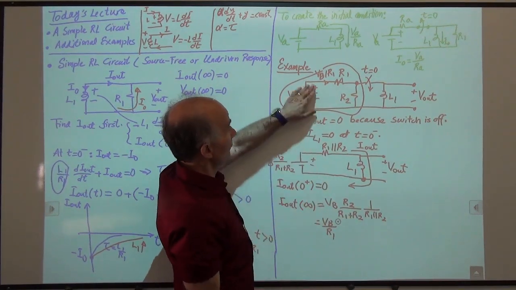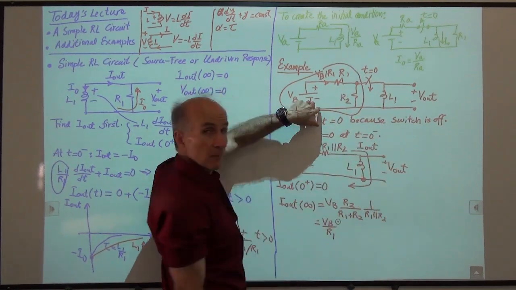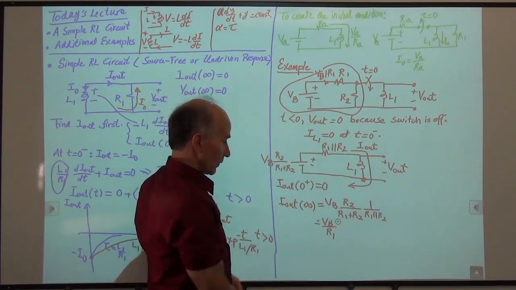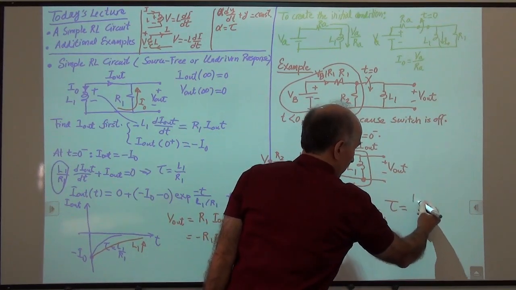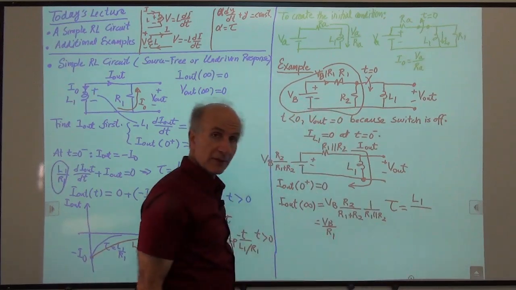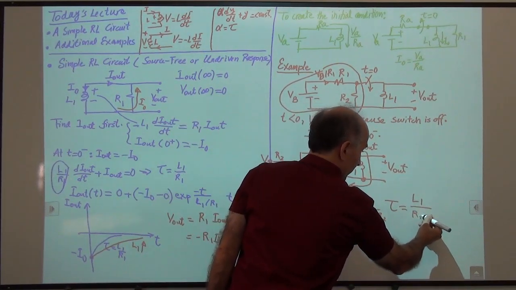Could have seen that here too. If you set this to 0, these two go in parallel, and L1 sees both of them in parallel. So we can say that tau is equal to L1 divided by the resistance that it sees, and that resistance is R1 in parallel with R2.